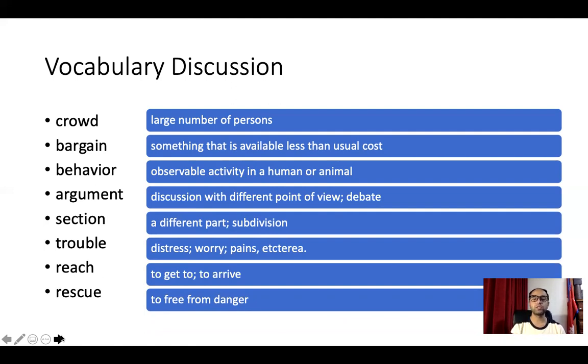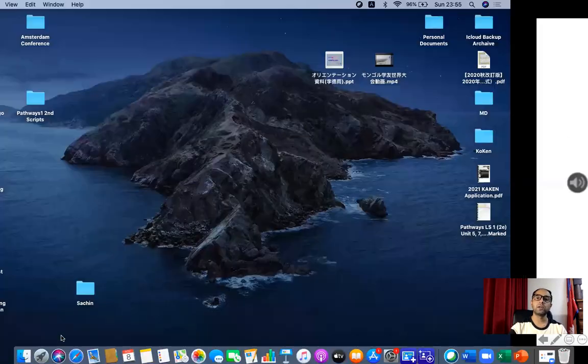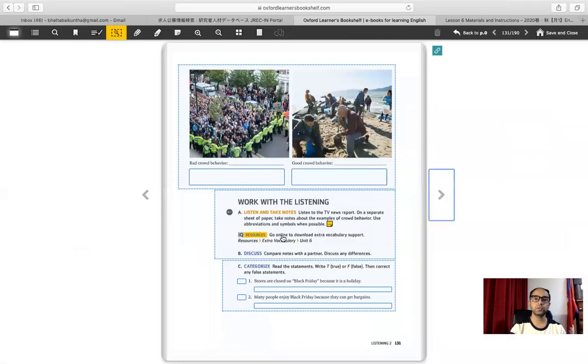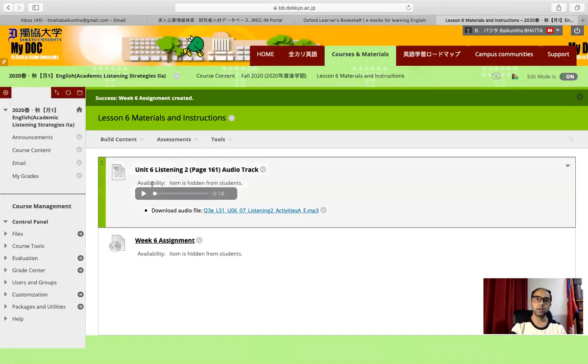So these are some of the words you have to pay attention to when you do the main listening for this week. Now work with the listening. Listen and take notes. Listen to the TV news report on a separate sheet of paper. Take notes about the examples of crowd behavior. Okay, your listening comes from over there. What you have to do is listen to the audio track available on my doc here. Okay, unit 6, listening, page 161, audio track right over there.